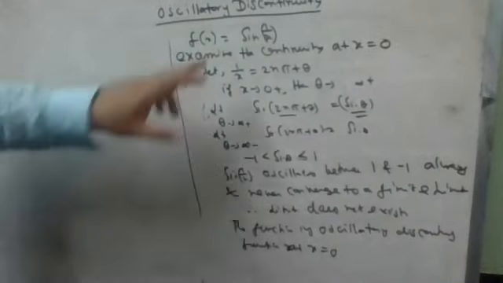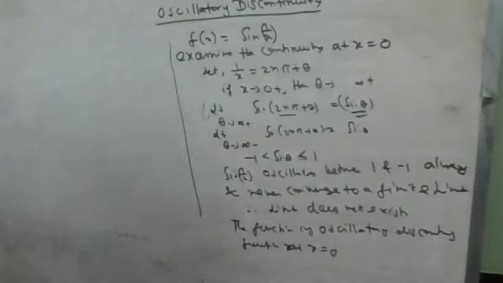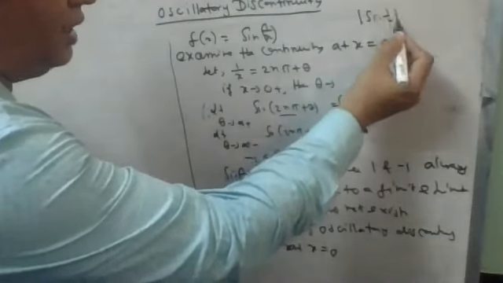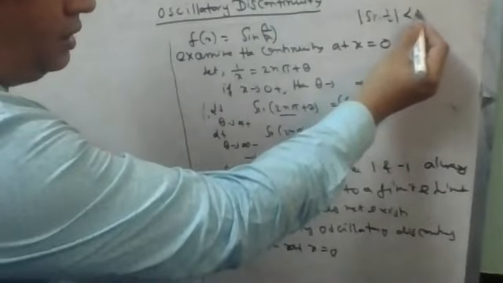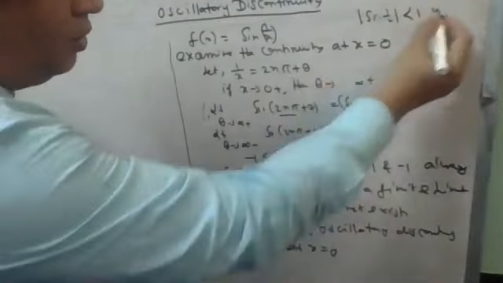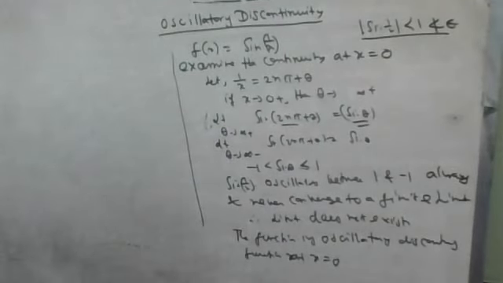And see, if you put it in mod, it will never satisfy the definition of limit, that is, less than epsilon. The limit does not exist. You can prove it this way also: mod sine 1 by x is not necessarily less than epsilon. It does not satisfy the criteria for the existence of a limit. Now note it down, I will rub it off in a short while.